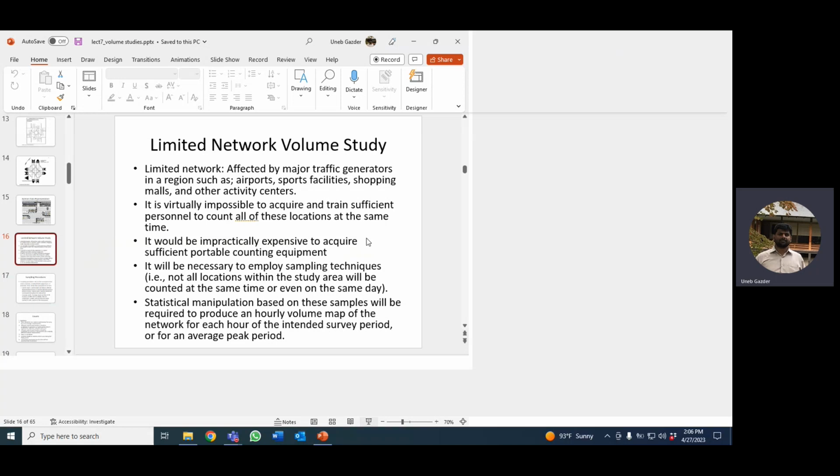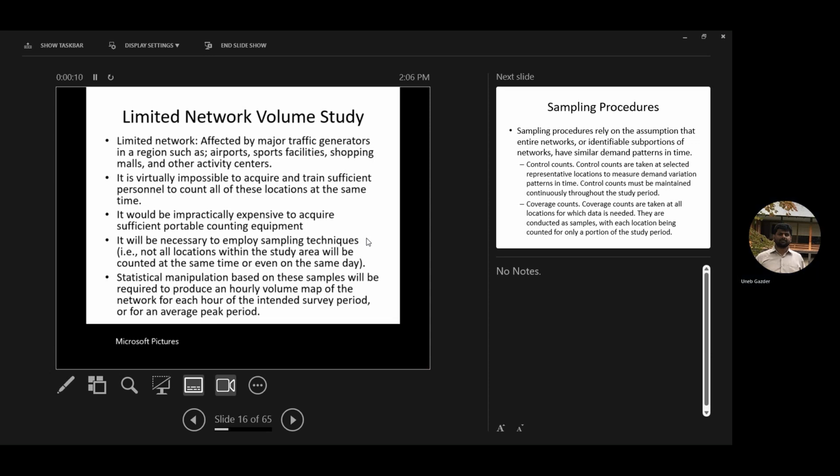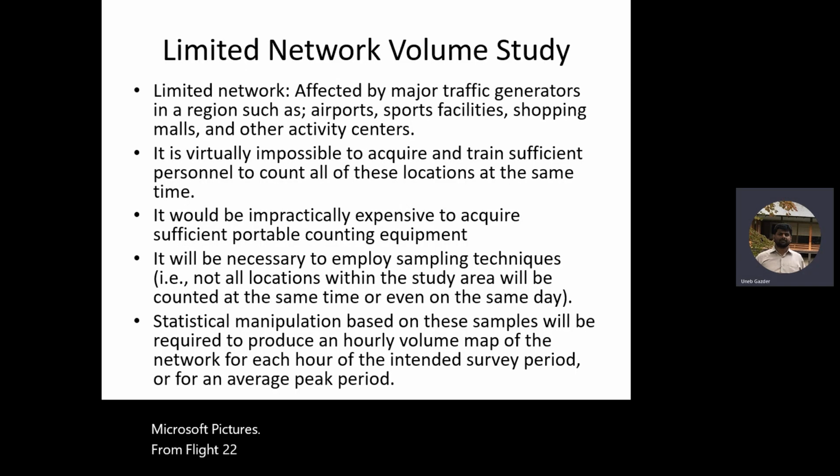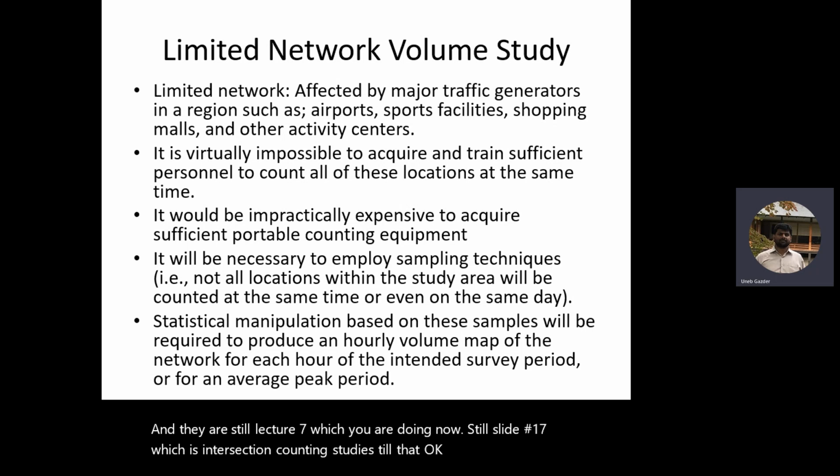Okay, so for quiz 2, we have from lecture 3, slide number 22, which is the microscopic parameters. From slide 22, we start the microscopic parameters. So the quiz topics start from there, and they are till lecture 7, which we are doing now, till slide number 17, which is intersection counting studies. Till that, okay. So I'm telling you the topic as well. So if there's any confusion about the slide number, then you can track it with the topics.